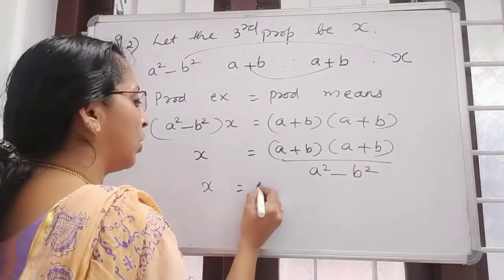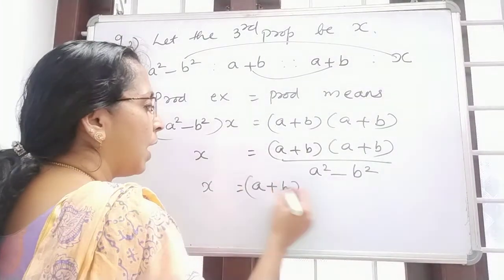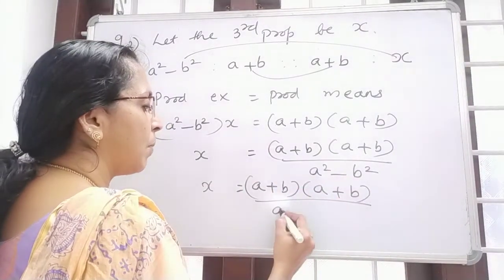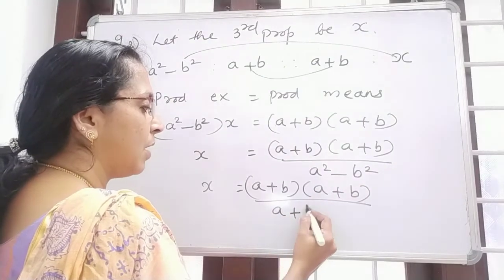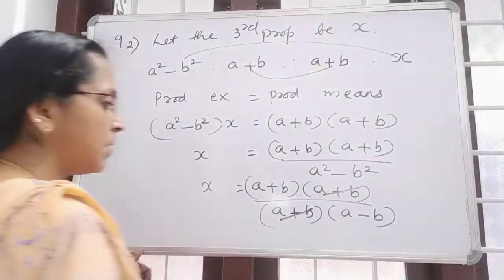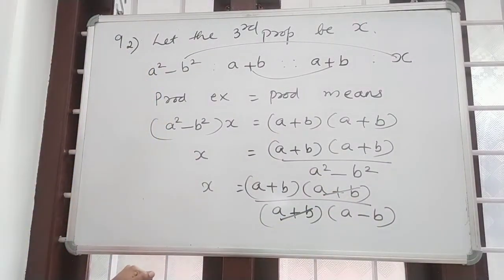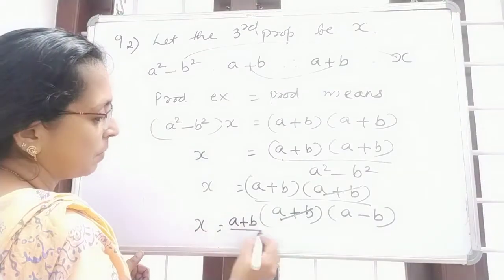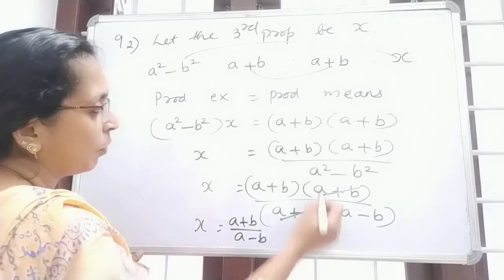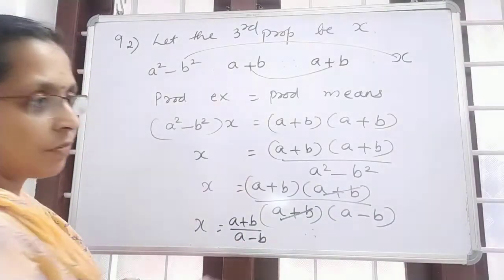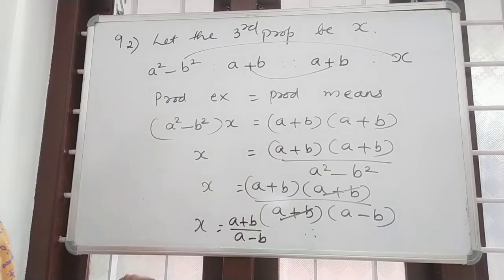We have the identity: a square minus b square is what? A plus b into a minus b. No need of multiplying. So directly we can cancel this a plus b and a plus b. So x is equal to a plus b divided by a minus b. Therefore, at last we write: the third proportion is a plus b divided by a minus b. Okay.